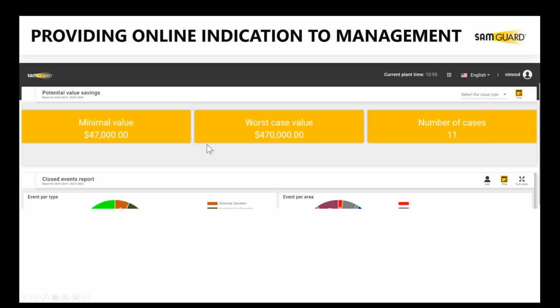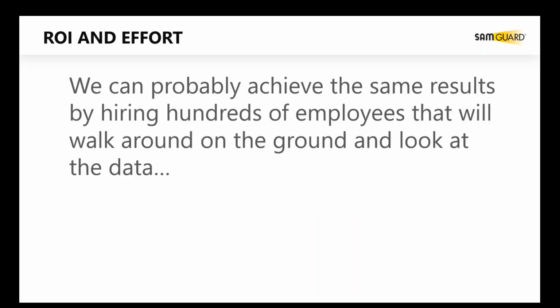Now, this is the part of capturing the ROI, but there is another part to it, and this is the effort. Because let's assume this great thing of discovering problems in advance by the software is great, but let's assume we could hire hundreds of employees. Each of them would look at all the data all the time. Each of them would walk around the equipment and listen and smell and look at it, and it would be a huge investment. Maybe we'll get to the same results. So we always need to estimate the effort of hiring another person, or hiring one or two or three or five people, compared to taking a software.